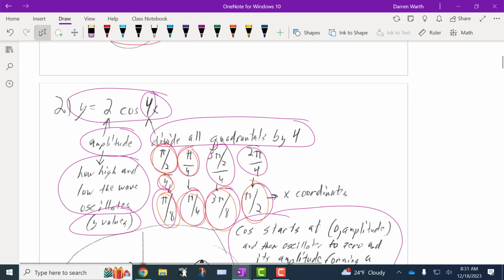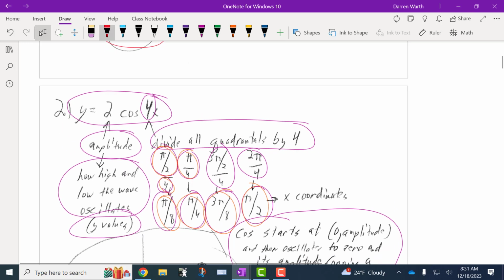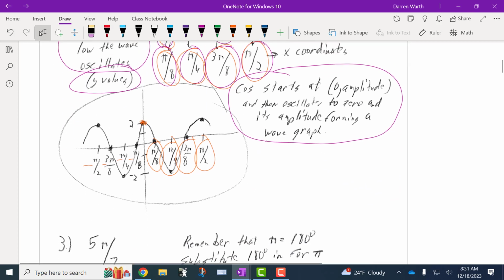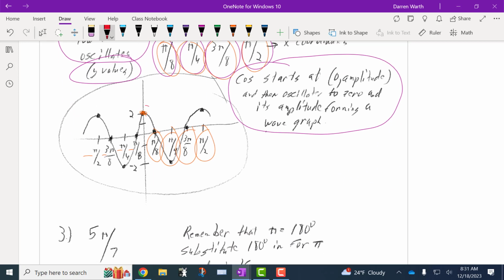So remember up here, our amplitude was 2. So remember, cosine starts at this amplitude. So this is going to be 2 right here. And it's going to oscillate down to 0, down to -2, back to 0, to carry the pattern on through. And once you've got that pattern established, then just go ahead and draw in your graph. And that's what your cosine wave is going to look like.